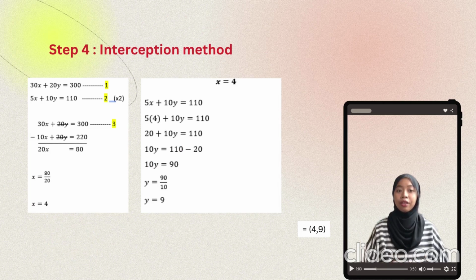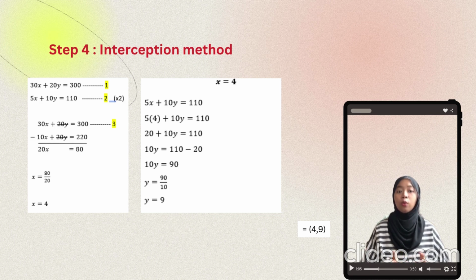To solve this, we are given two equations, 30x plus 20y equal 300 and 5x plus 10y equal 110. Our goal is to find the point where these two lines intersect, which means we need to find the values of x and y that satisfy both equations. First, we try to eliminate one of the variables by making the y terms the same. We do this by multiplying the second equation by 2. So, 2 multiplied by (5x plus 10y equal 110) gives 10x plus 20y equal 220.